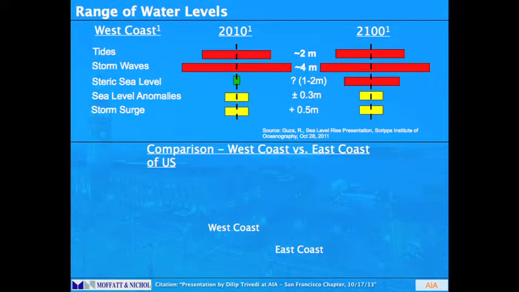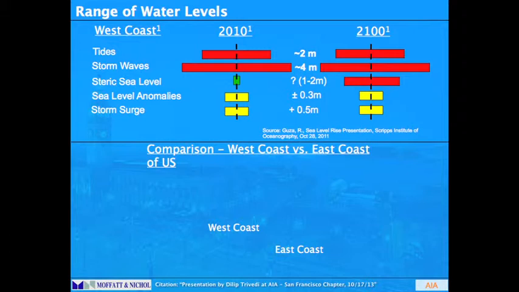So if you look at what we normally have to account for to elevate your shoreline: our tides, which are about 2 meters or so along the coast of California, about 6 feet. Storm waves, depending on where you are, up to 4 meters. Sea level, right? When you look at it, that's a tiny number. Anomalies in sea level, your El Niños, your La Niñas, your PDOs, and then storm surges, which come along.